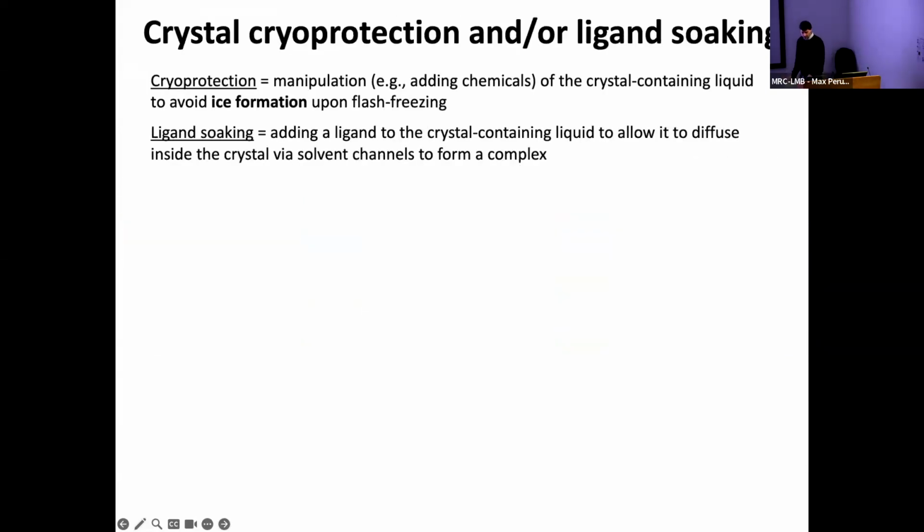A few things you need to know. Once you get crystals, you cannot just freeze them. Well, sometimes you can, depending on the crystallization condition, but usually you have to apply a cryoprotectant, which will stop the water from becoming ice. So we keep it in a form of vitreous ice.